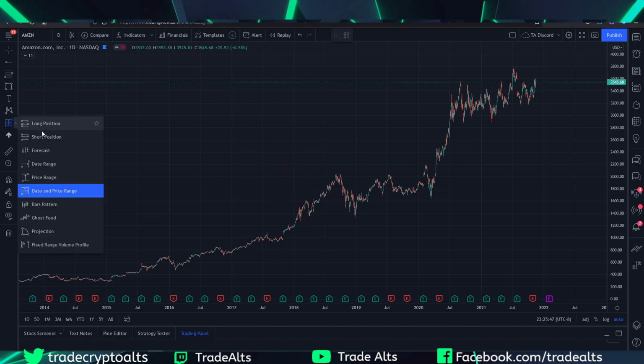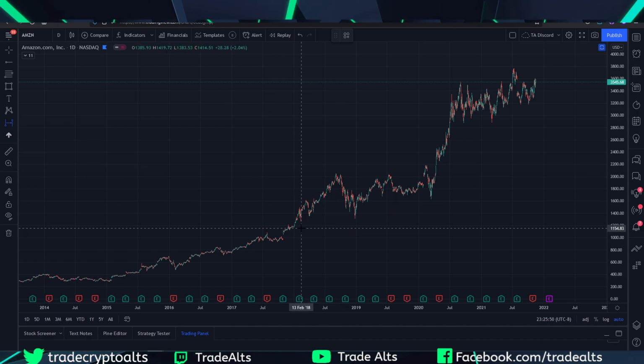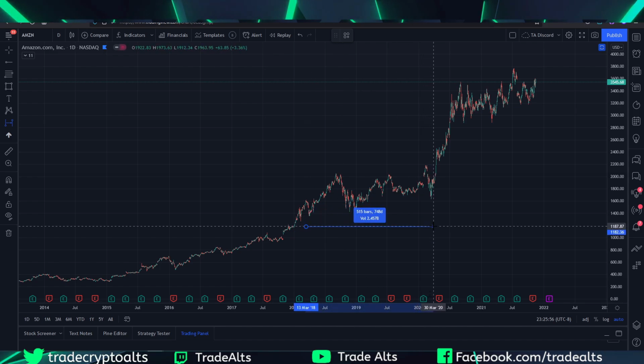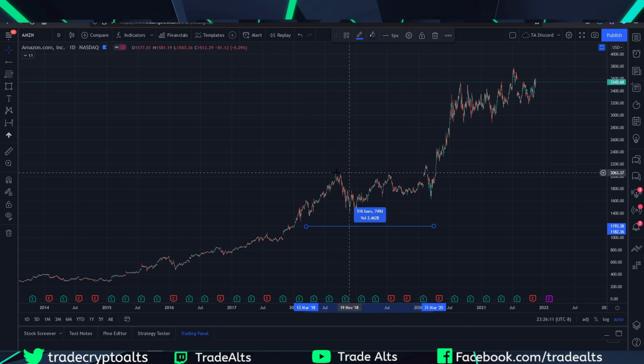Well, I guess I'm only really interested in the date. So this range was about 749 days. That's over 2 years that price was within this range. It literally was a multi-year range before breaking out to the upside.